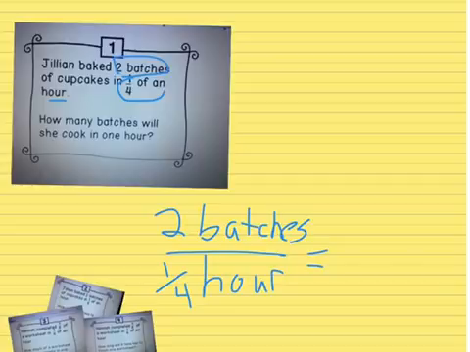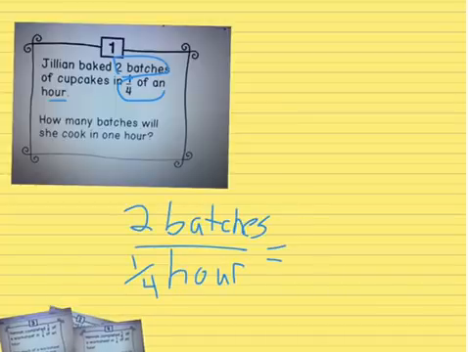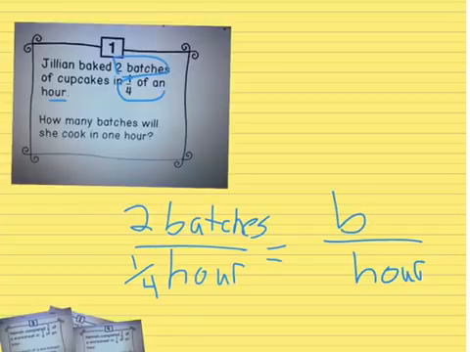And now I'm going to set up my other ratio in order to find my unit rate. So I know from the problem that I want to find how many batches she will cook in 1 hour. So I know I'll have hours here and batches set up like this, and I'll put the 1 here. So I'm trying to find the unit rate for 1 hour.